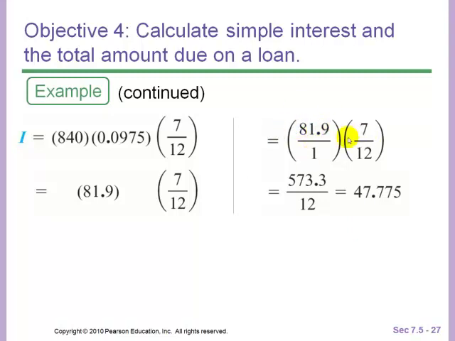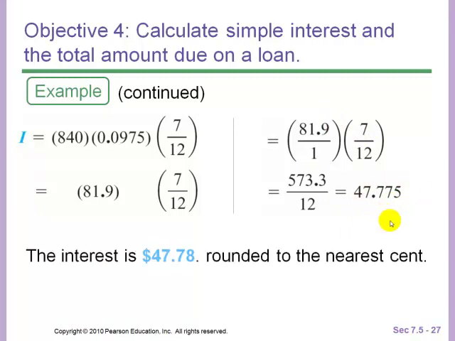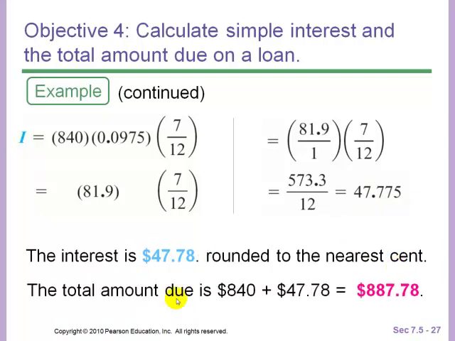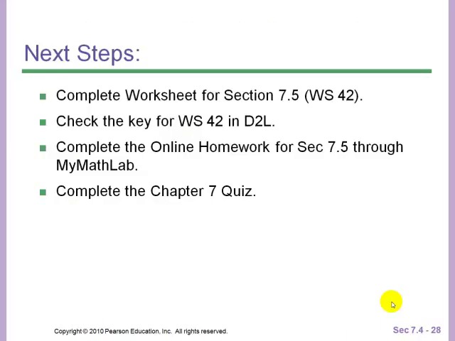Regardless, you'd eventually have to do long division because we're talking about money, and money we always want decimals. So our interest, once we round, is $47.78. Again, you always round to the nearest cent. And then when you add that to the principal of $840, you get your overall total of $887.78. That concludes section 7.5.